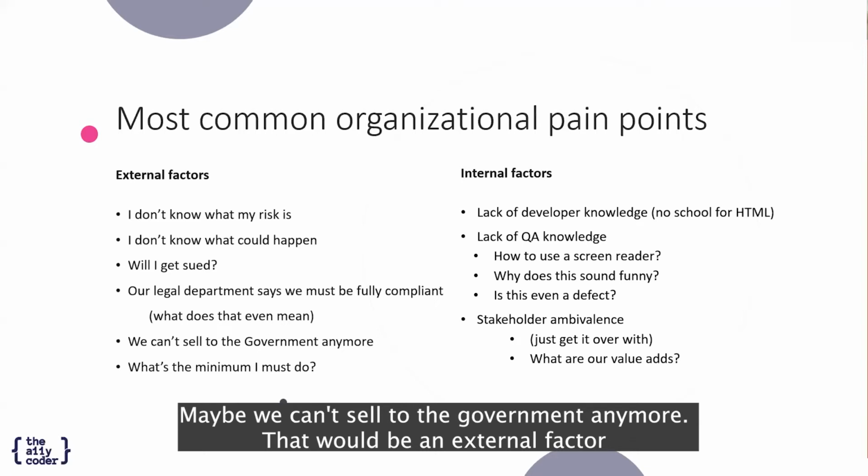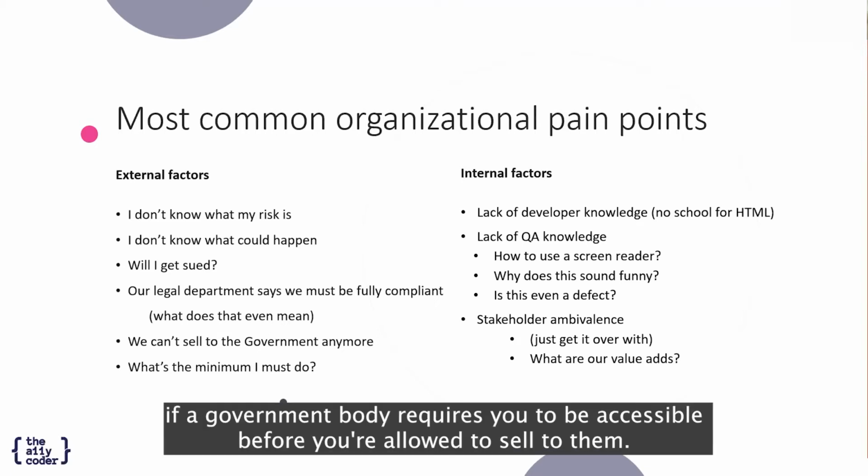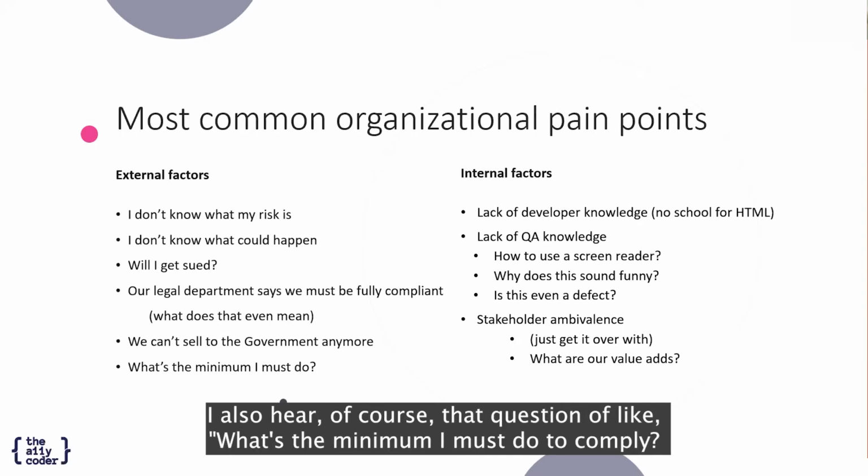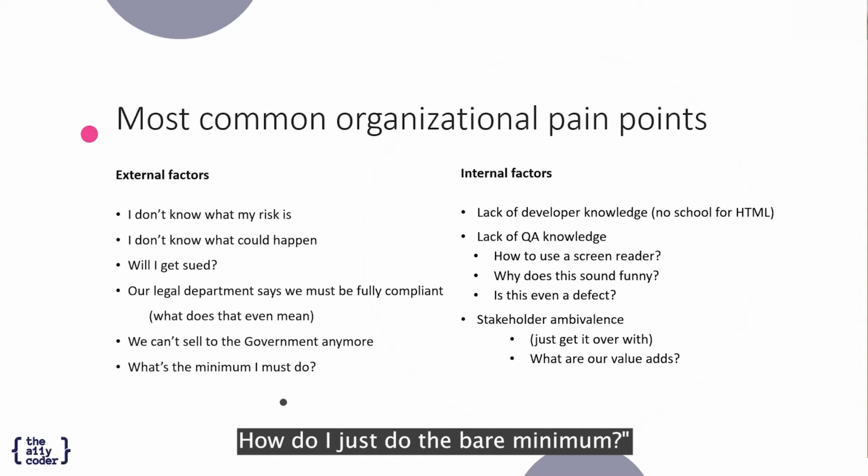Maybe we can't sell to the government anymore. That would be an external factor if a government body requires you to be accessible before you're allowed to sell to them. And I also hear, of course, that question of, what's the minimum I must do to comply? How do I just do the bare minimum?